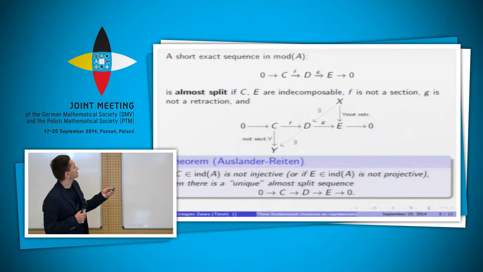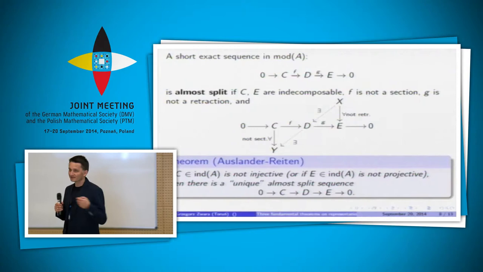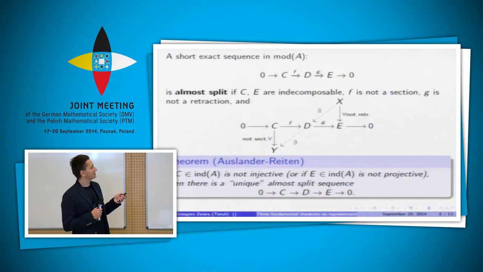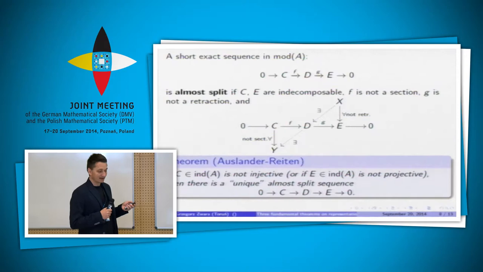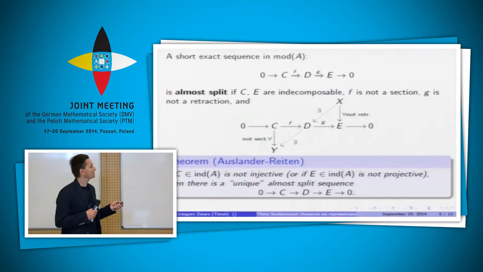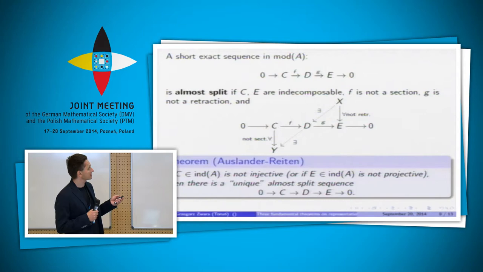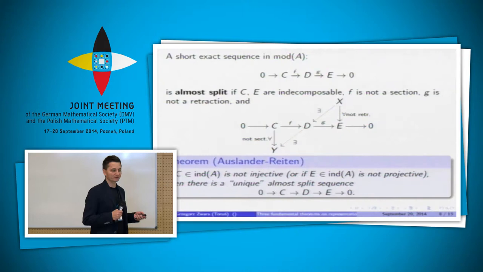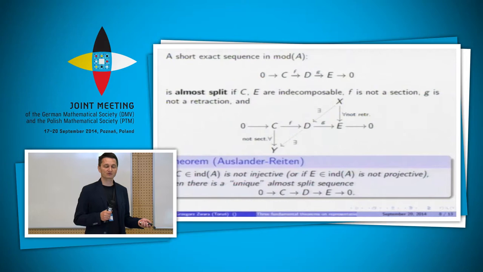Well, in fact, the sequence is in some sense unique, unique up to isomorphism of short exact sequences. So we can say unique. Everything in algebra is up to some isomorphism, if we consider categories and so on. And dually, if E is not projective and indecomposable, then there exists a unique almost split short exact sequence ending at E. So in our world of indecomposable modules over A, we have projective modules and injective ones, and whenever a module is not projective, we have an almost split sequence ending at this module, and similarly for non-injective.